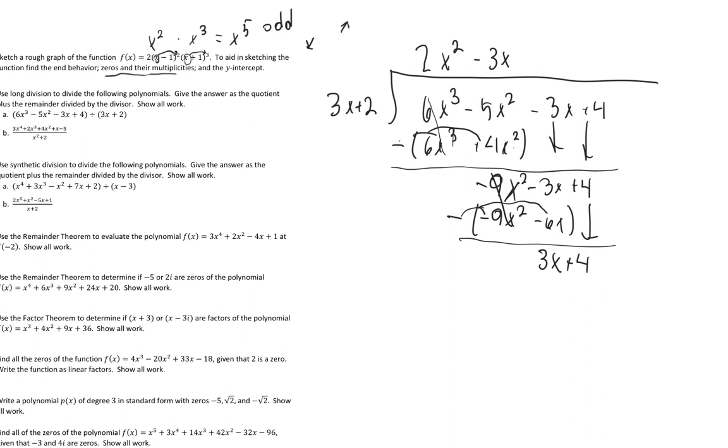And then again, what do we multiply 3x plus 2 by to get to 3x plus 4? Well, it's just going to be a plus 1. 3x is already a 3x, so minus 3x plus 2. You're going to get just the number 2.